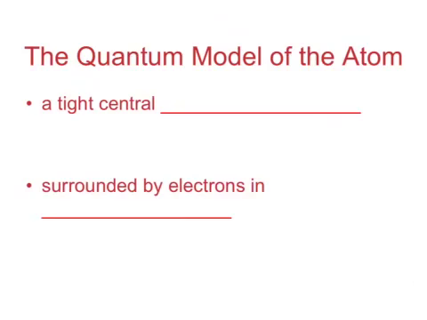So the quantum model of the atom says that there is a tight central nucleus, tiny, tiny, tiny in terms of volume compared to the rest of the atom, and it's surrounded by a very large electron cloud in comparison with the electrons located in these orbitals. These s and p and d and f are orbitals.